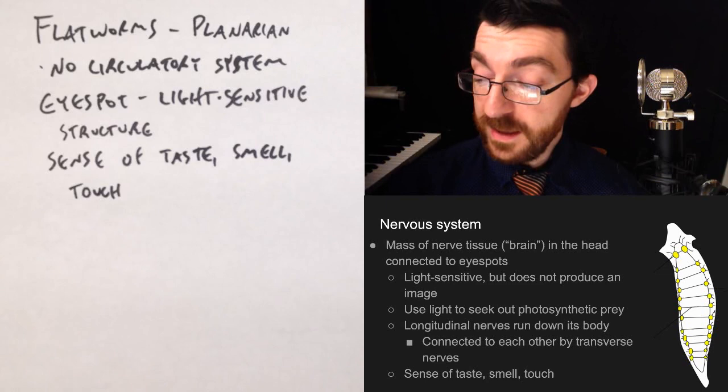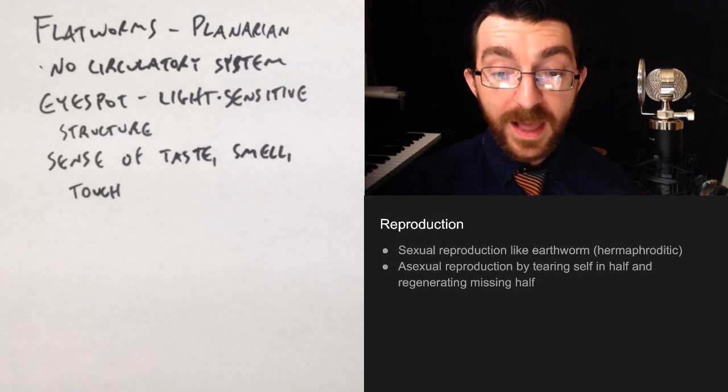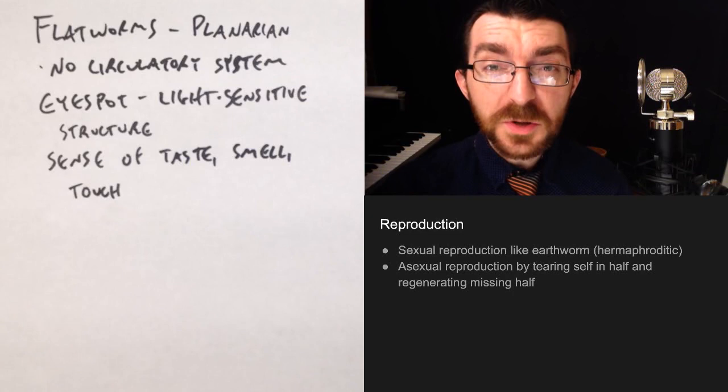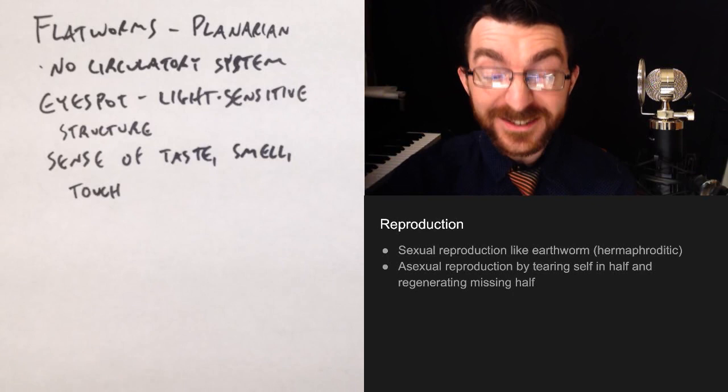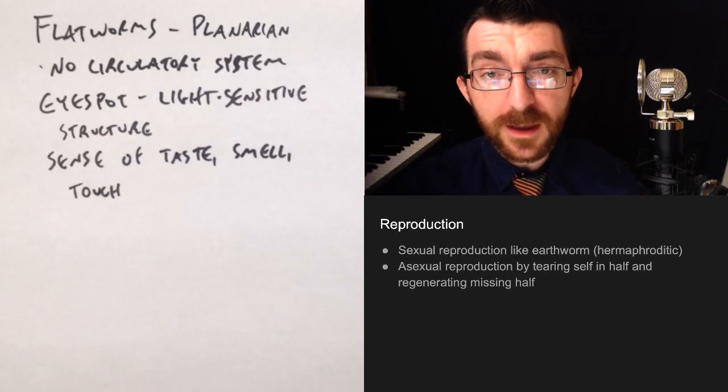So, about their reproduction, kind of like an earthworm, they're hermaphroditic. They contain both male and female reproductive organs. But this is so nuts. They're also able to be torn in half and then regenerate themselves. All right? So, that's kind of like sponges, isn't it? Where they can bud or break off and then regenerate. Planarians can do this as well, and that's just a little horrific.